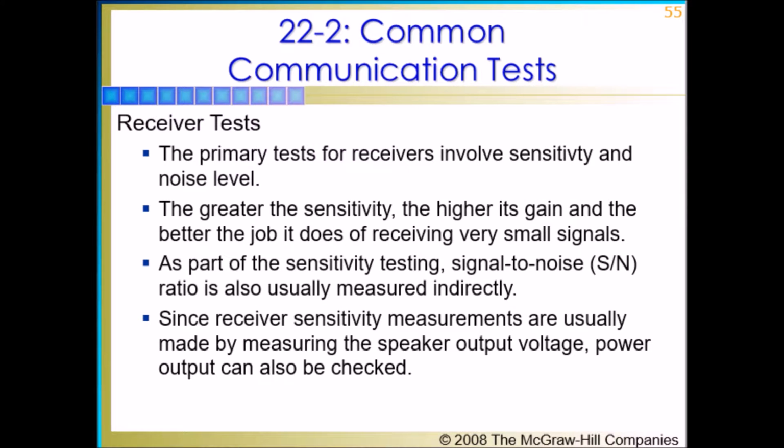wave ratio. Receiver tests. The primary tests for receivers involve sensitivity and noise level. The greater the sensitivity of the receiver, the higher its gain and the better job it does for receiving very small signals. So as part of the sensitivity testing, the signal-to-noise ratio is also usually measured indirectly. The ability of a receiver to pick up weak signals is just as much a function of a receiver noise level as it is of overall receiver gain. The lower the noise level, the greater the ability of the receiver to detect weak signals.